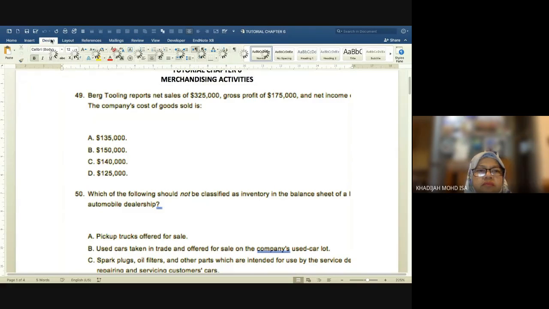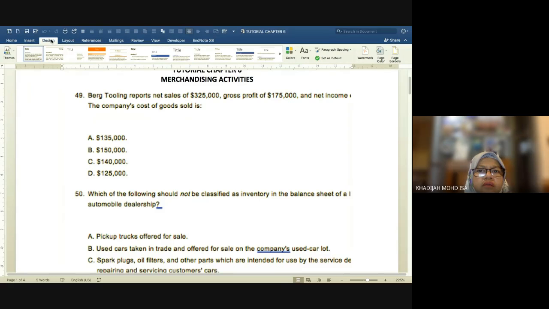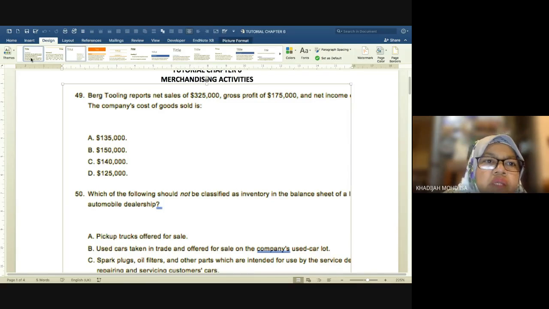Design. I don't have draw. Why do my children have draw? Font, page border. I don't have draw. I can't draw. Can't.